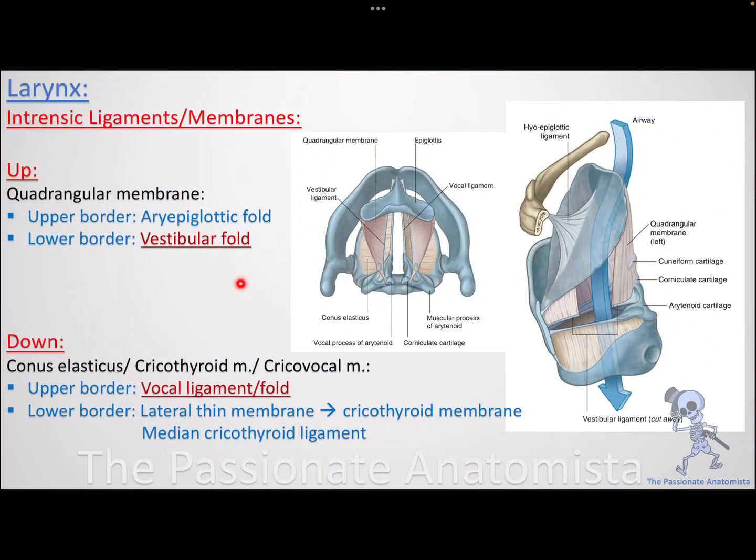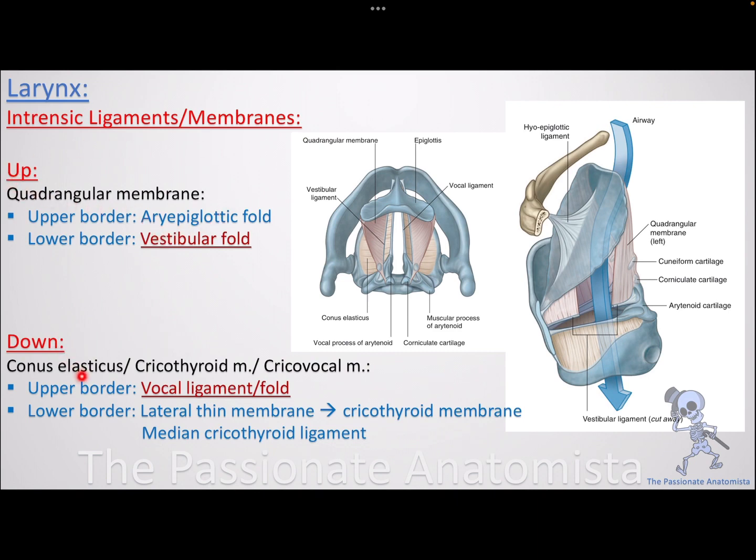So remember again that the quadrangular membrane up is going to condense, giving you a very important fold, and that is the aryepiglottic fold. It's basically the fold that connects the epiglottis to the arytenoids. Remember that we had the cuneiform cartilage embedded in that. This is in the topmost part. And the lowermost part is giving us the vestibular fold, which is very important when we talk about the internal structure of the larynx and the cavity of the larynx. All right, that is the quadrangular membrane up.